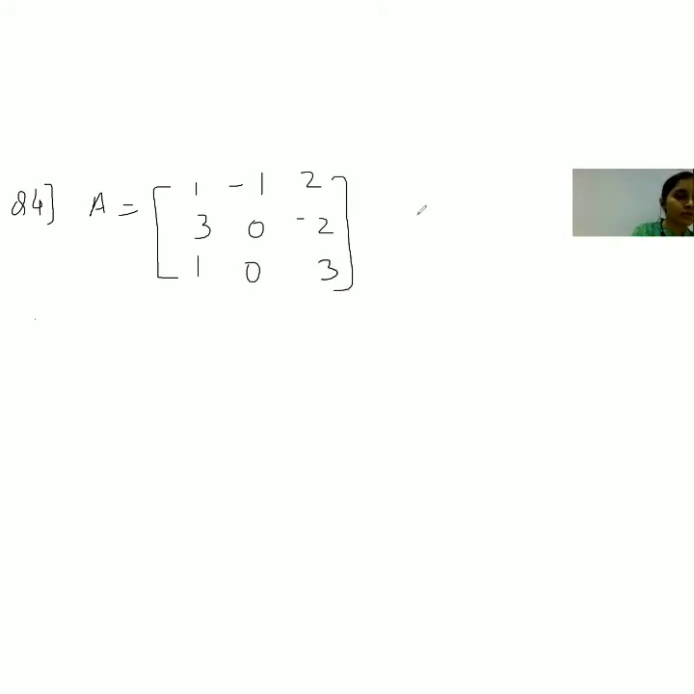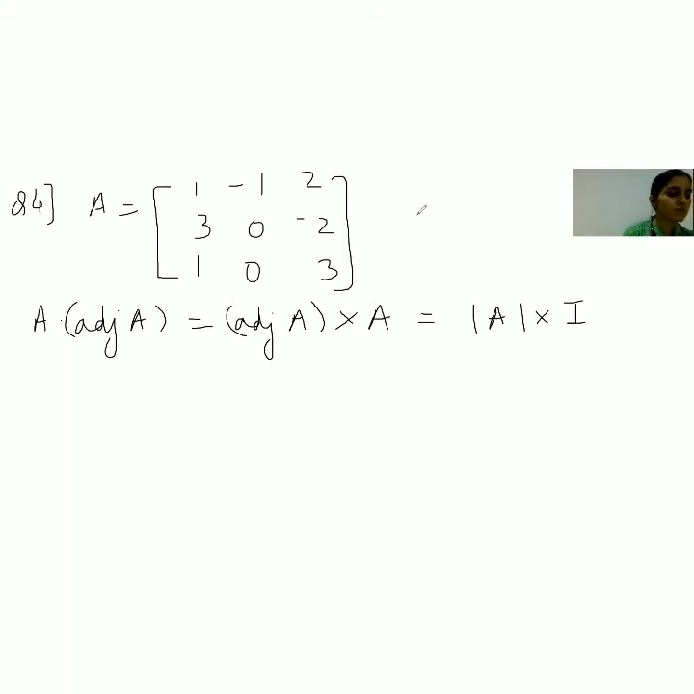What do you have to verify? A multiplied by adjoint of A is equal to adjoint of A multiplied by A is equal to determinant of A into I. Okay, this is very simple. Same procedure, you have to find the minors.